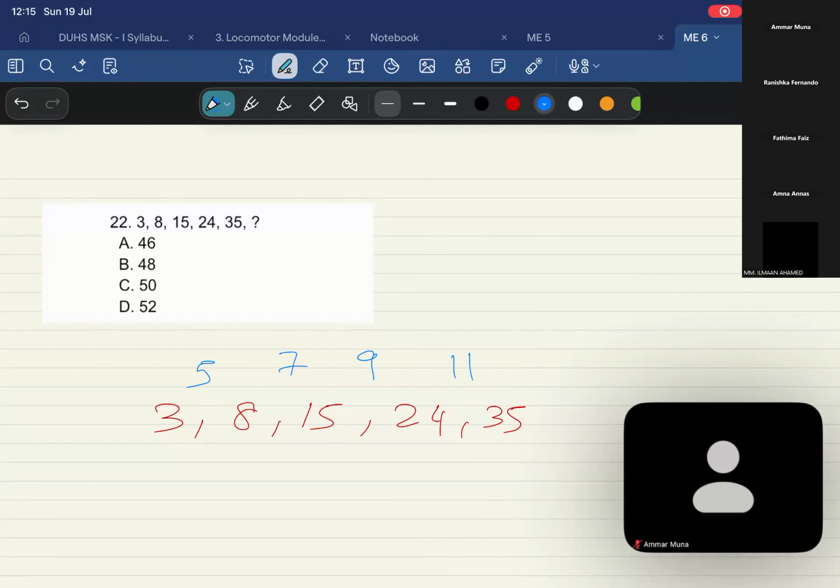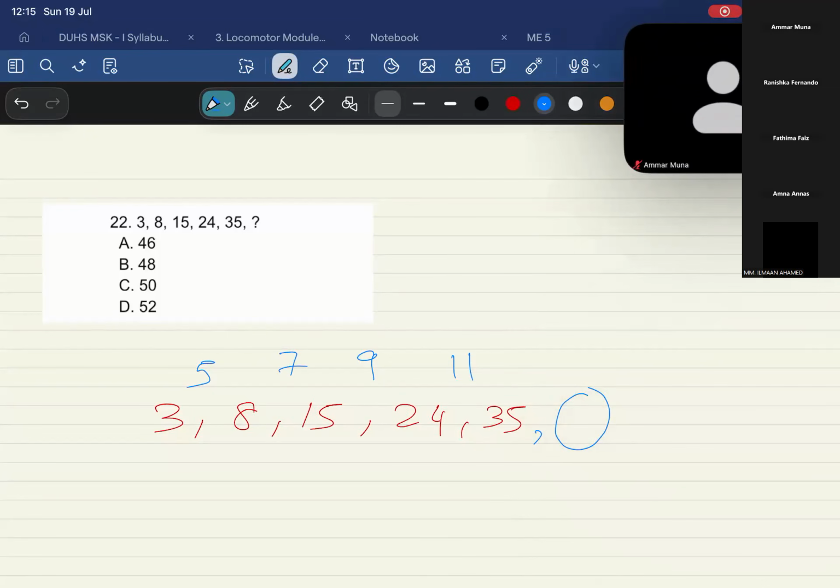So they're asking us what would be the next number of this number pattern. You can see the difference between 5 and 7 is 2. And again, 7 and 9, that's 2. 9 and 11, that's 2. So the number that should be here would be 13, if you follow the same pattern. So 35 plus 13, that would be 48. So we have the answer, which is B, 48. I hope that's clear as well.